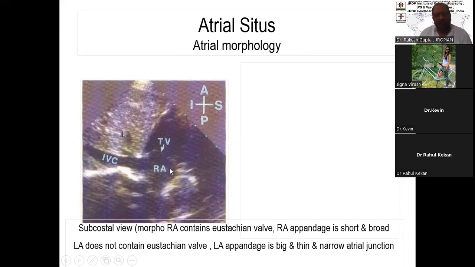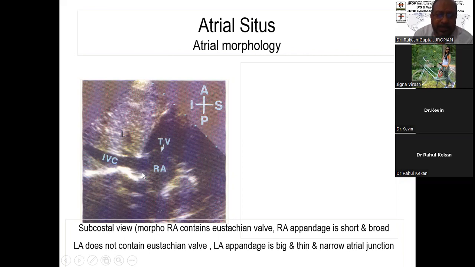Well, I do not believe which is morphological LA or morphological RA. I have to have my own prediction of identification. What's my prediction of identification? I said it has to have a eustachian valve. The eustachian valve is attached to the superior margin of the IVC. Look, our image is upside down, so our margin is the superior margin of the IVC.